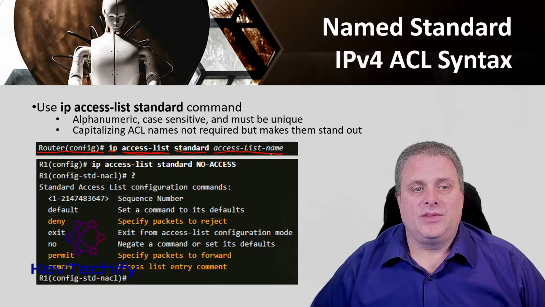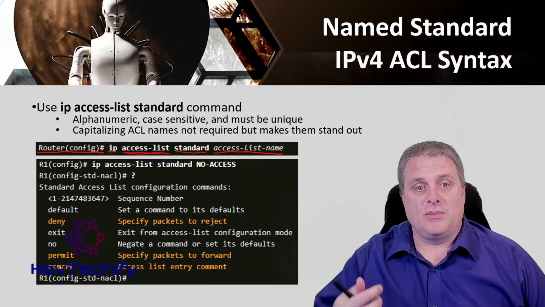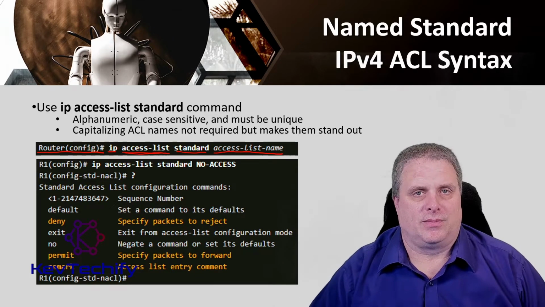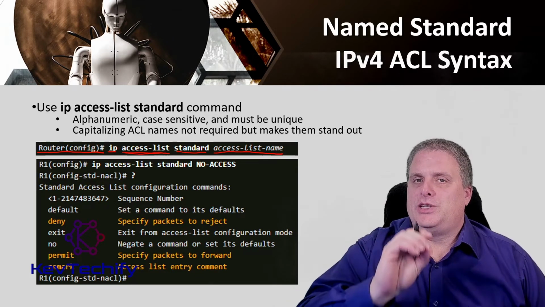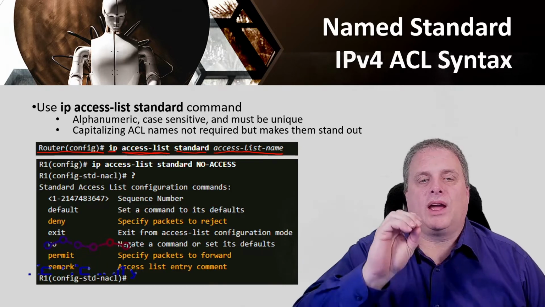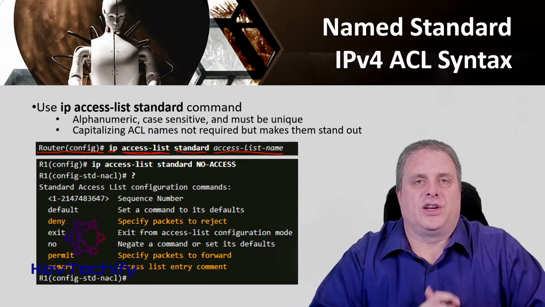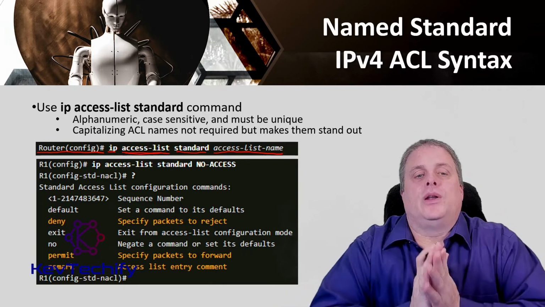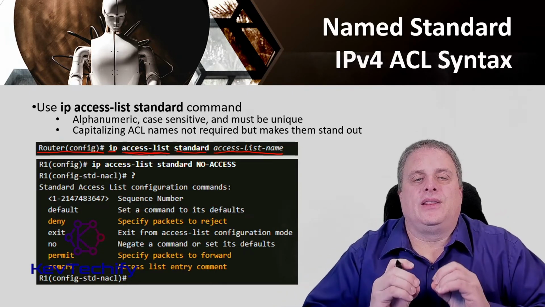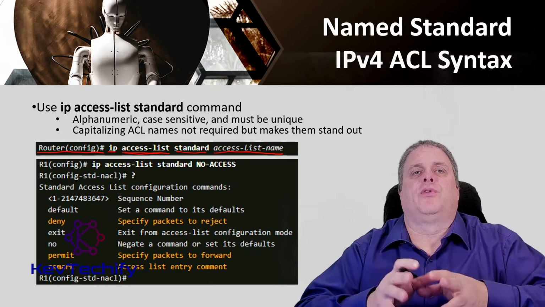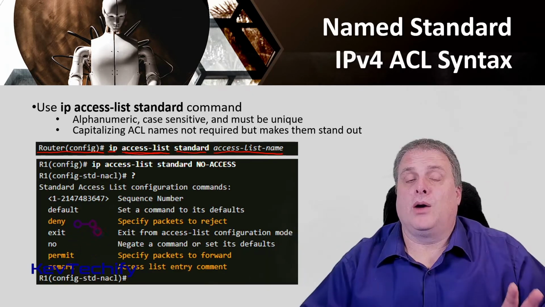Now the name of this is case sensitive. It can be alphanumeric, and it must be unique on your system. And I would make sure it's unique in my entire network. That way I know exactly what it is, where it's going, what device it belongs to. I would even go as far as putting the device name in the access list name. That way I make sure it's unique for my entire network.